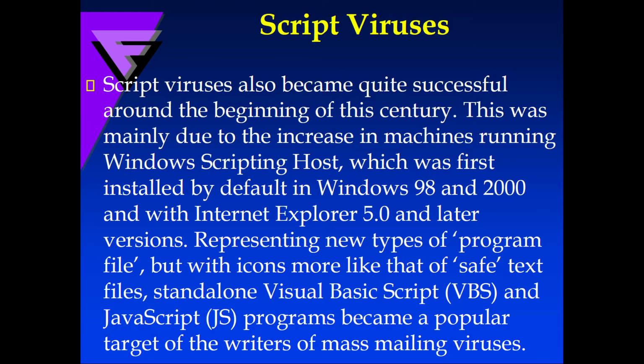Script viruses. Script viruses also became quite successful around the beginning of the century. This was mainly due to an increase in machines running Windows Scripting Host, which was first installed by default in Windows 98 and 2000 with Internet Explorer 5.0 and later versions, representing new types of program file but with icons more like those of safe text files. Standalone Visual Basic scripts and JavaScript programs became a popular target of the writers of mass-mailing viruses.